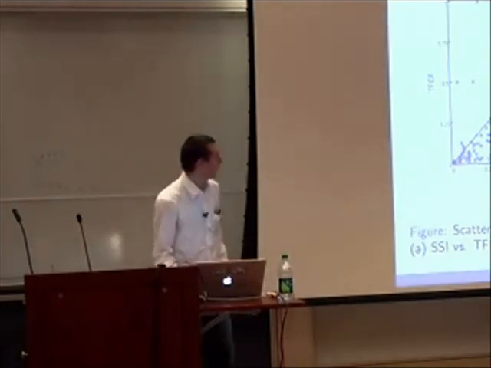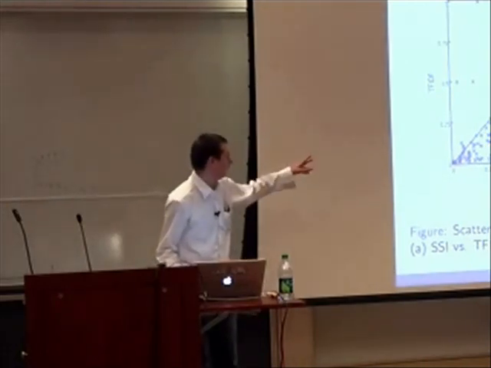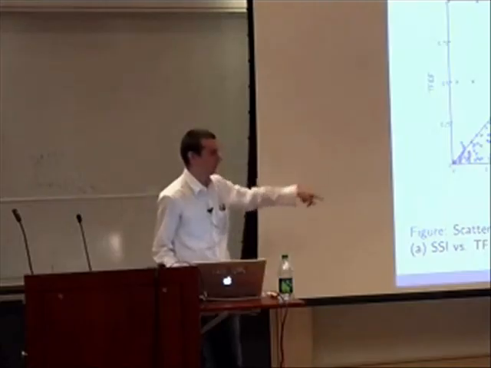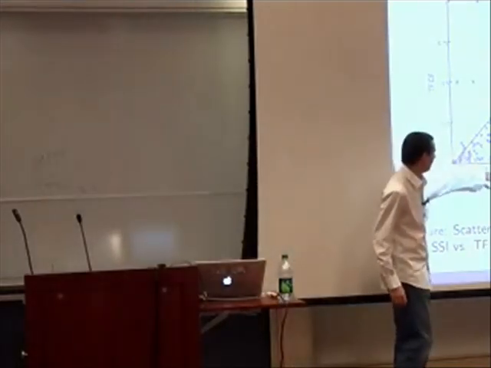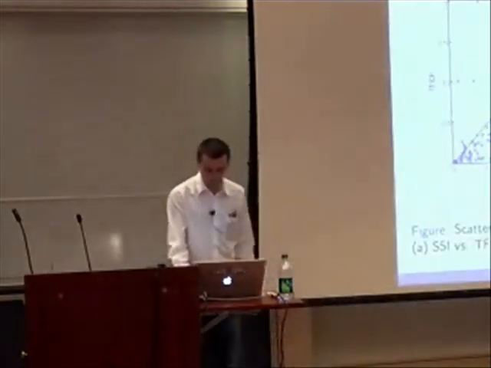This is just a scatter plot of the average precisions for various queries, comparing our model SSI to TF-IDF, so the vector space model, and to LSI. So you can see the wins are pretty much across the board.